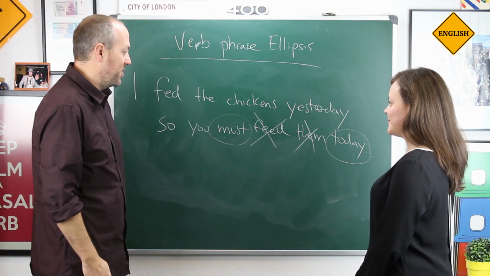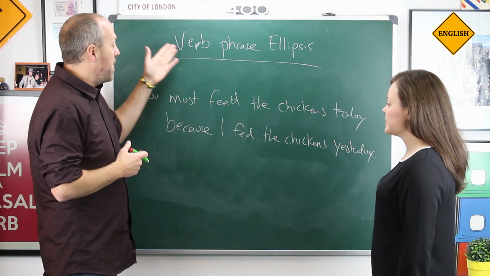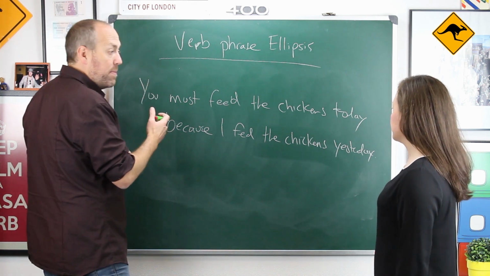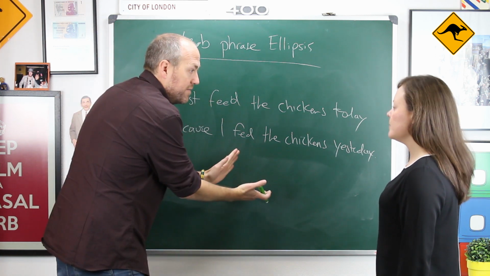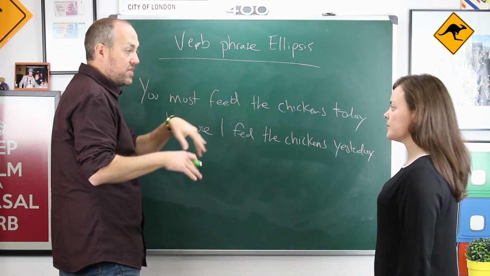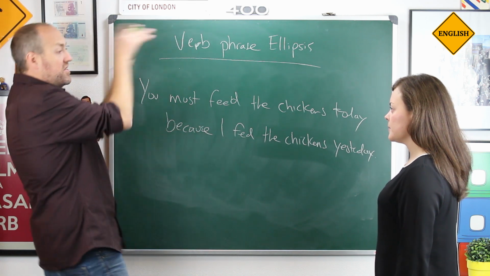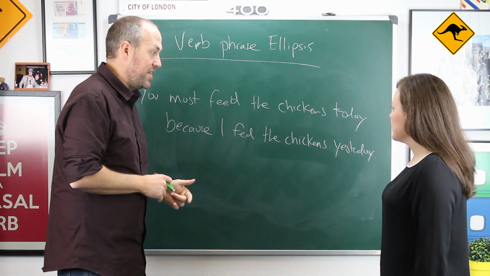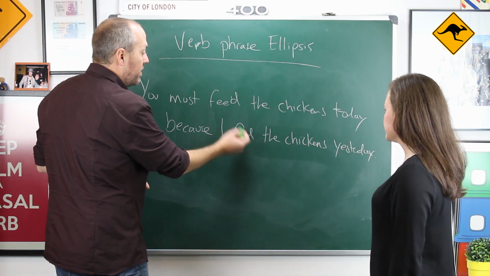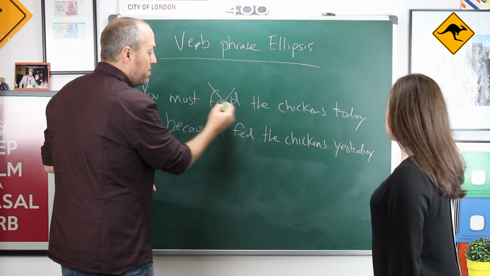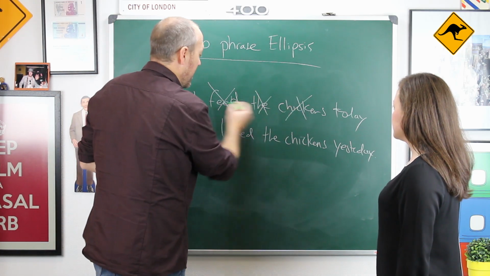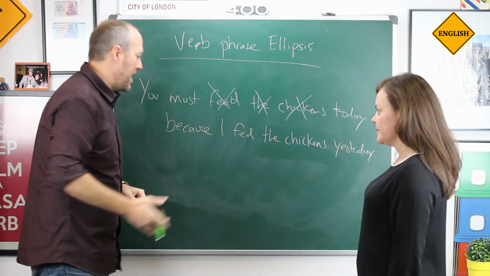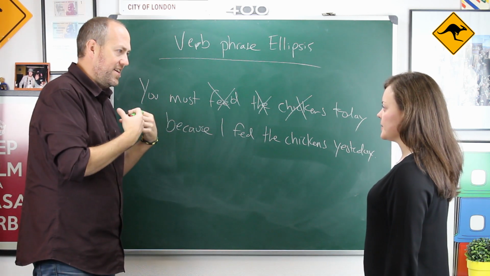of things. One thing that's different about this type of ellipsis from gapping is that gapping only works in the second part of the sentence, only forwards. But with verb phrase ellipsis, we can do it backwards and forwards. So I can eliminate the verbs from the first part of the sentence. Here we're going to eliminate feed, the main verb, and the chickens, and we're going to leave this. So, you must today, because I fed the chickens yesterday.